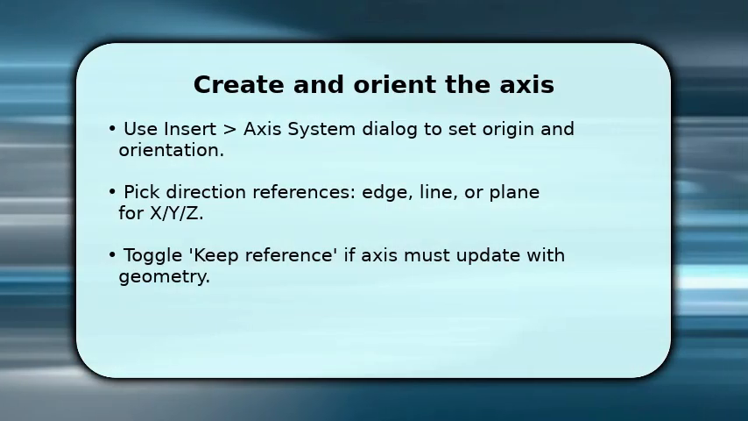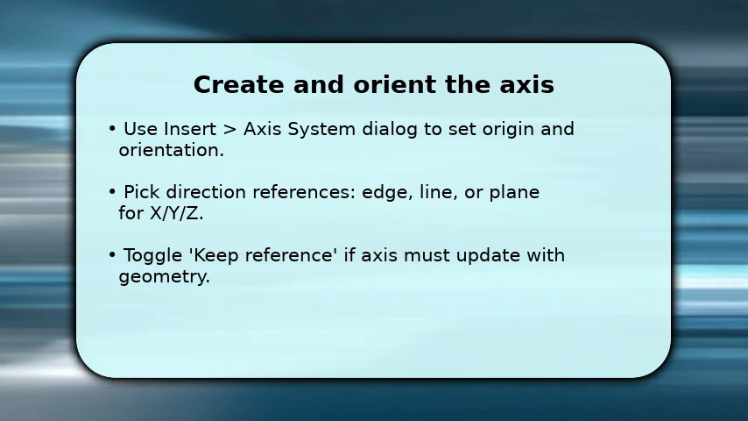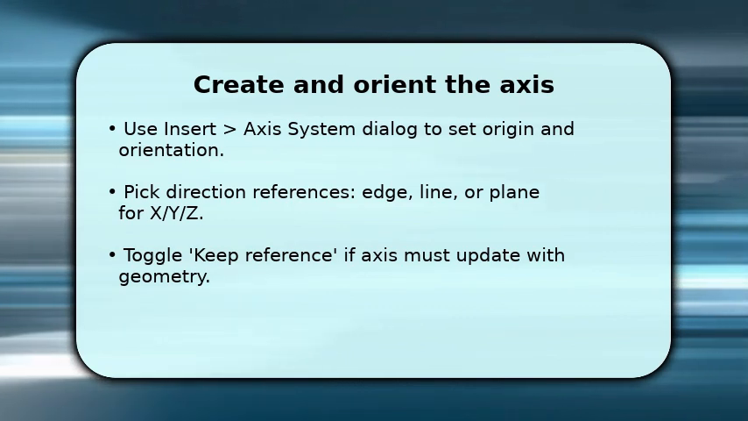With the axis system dialog open, set the origin coordinates or pick a vertex to fix the base location. Next, assign direction references for X and Y by picking edges or planes. The Z-axis auto-computes. You can flip axes with the orientation buttons to correct sign if needed.